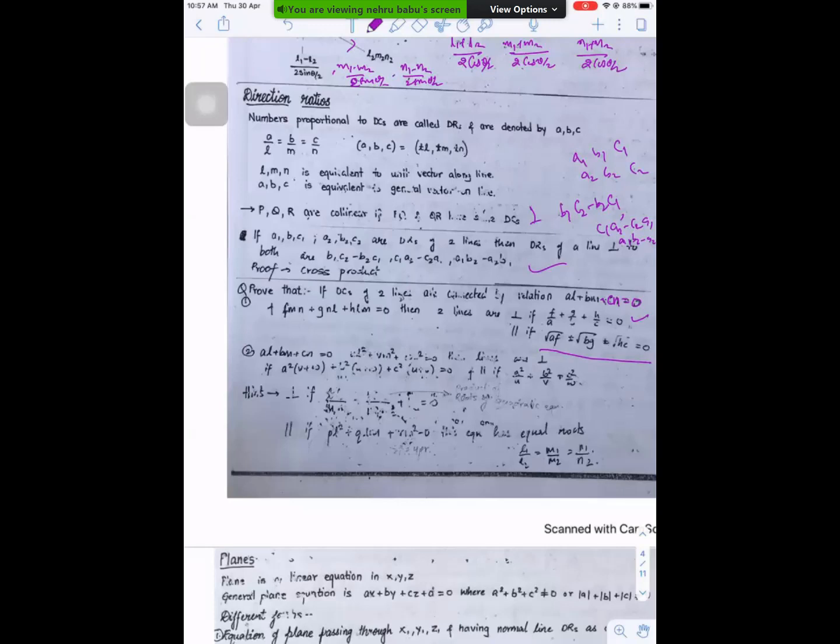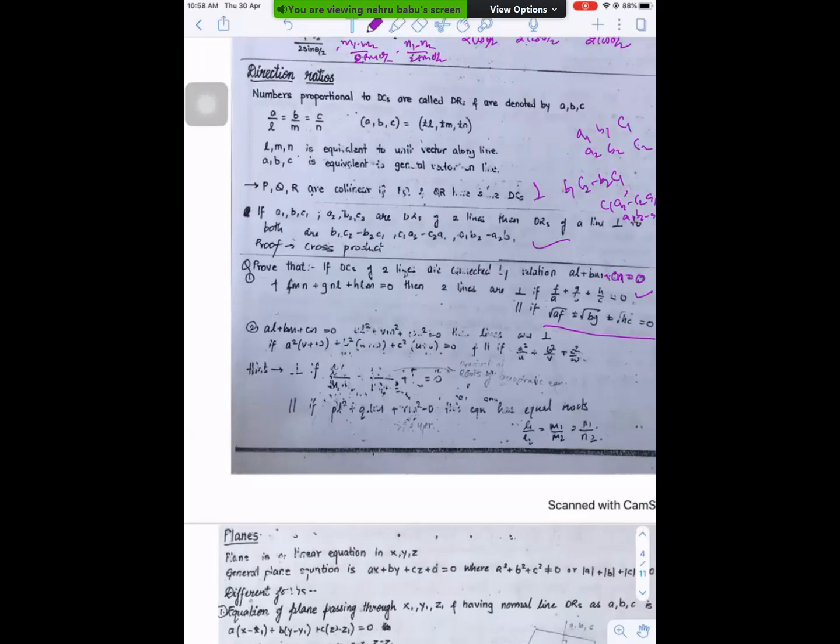So in the perpendicular case, directly we will take L1 L2 plus M1 M2 plus N1 N2 equal to 0. In the parallel case, what to do? L1 by M1 equal to L2 by M2, which means you will get equal roots in that situation. So take the discriminant equal to 0, and you will get this condition.